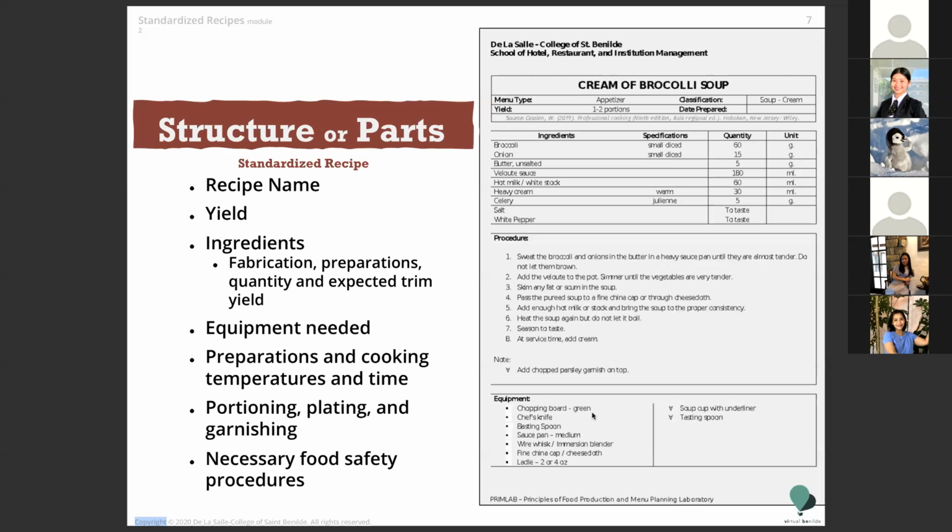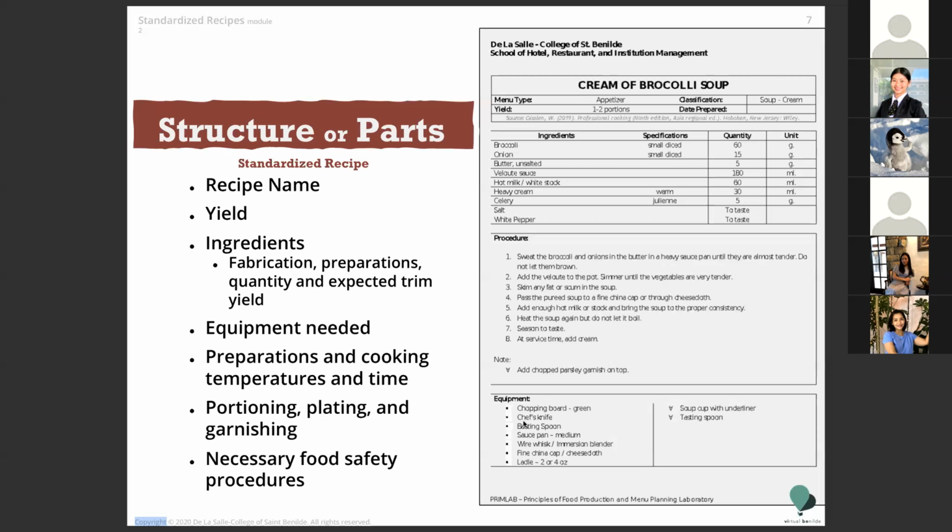Chopping board, it should be green because of the vegetables that are used for the recipe. Of course, you need a chef's knife, a wire whisk or an immersion blender because it's a pureed recipe. A ladle for scooping or portioning the soup into the bowl. A soup cup with underliner, and of course a tasting spoon, or a soup spoon.